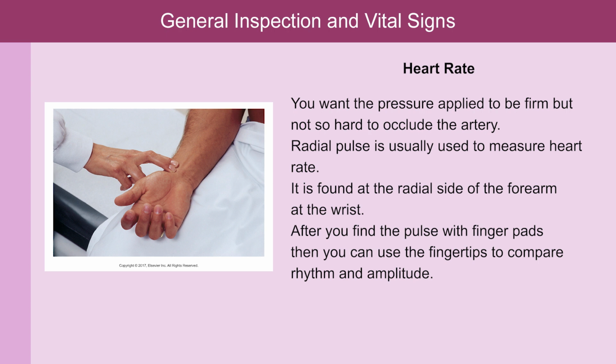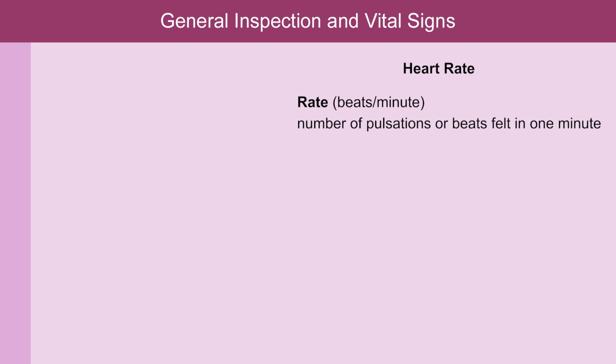Radial pulse is usually used to measure heart rate. It is found at the radial side of the forearm at the wrist. After you find the pulse with finger pads, then you can use the fingertips to compare rhythm and amplitude. Rate simply means number of pulsations or beats felt in 1 minute. For example, you will be documenting something like 70 beats per minute.